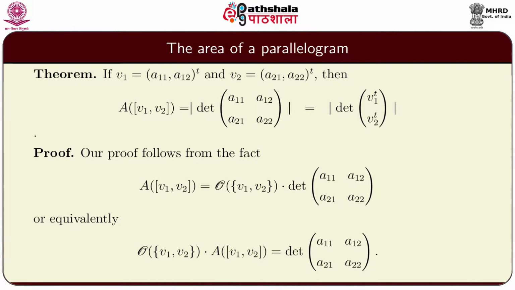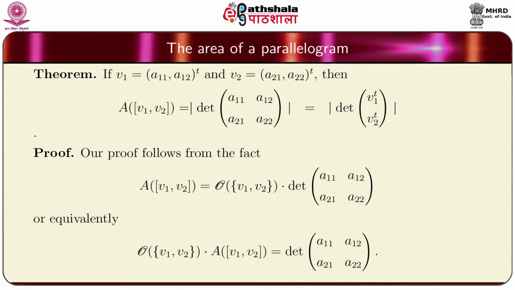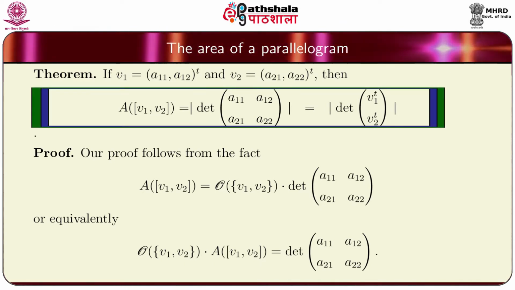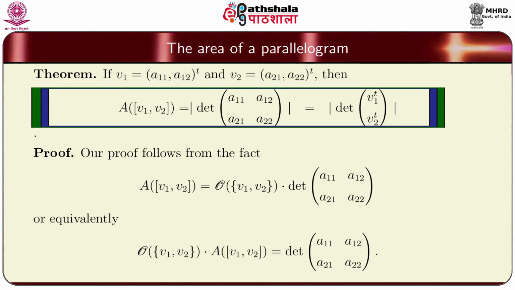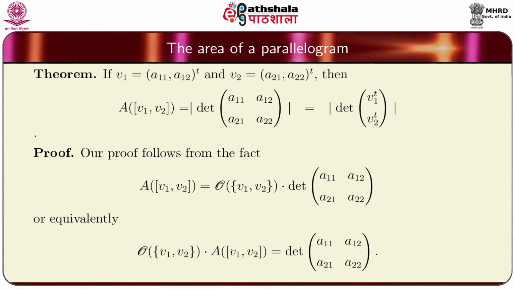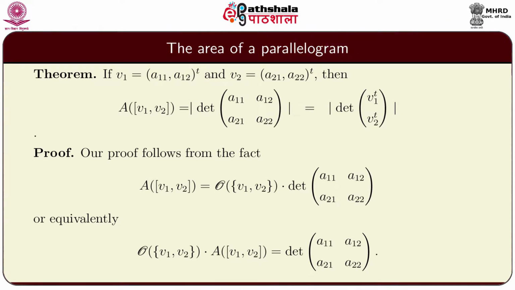Theorem: suppose that V1 is the vector A11, A12 and V2 is the vector A21, A22. We actually write them in column form. So, they are vectors in R2, and then we claim that the area of the parallelogram box V1, V2 is the modulus of the determinant of this 2 cross 2 matrix A11, A12, A21, A22, or in other words it is the modulus of the determinant of V1 transpose, V2 transpose.